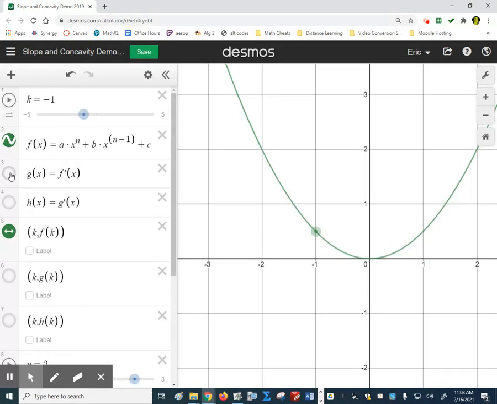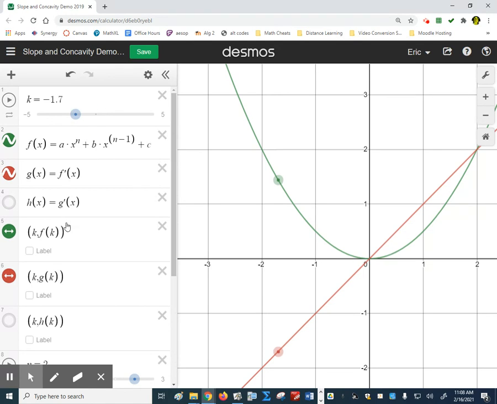If we graph that first derivative, there it is. And if I drag this point along, you can see that the slope is increasing, right? And the value of the red function corresponds to the slope of the green function. As the green function gets steeper, the value of the red derivative function gets larger, right? Okay.